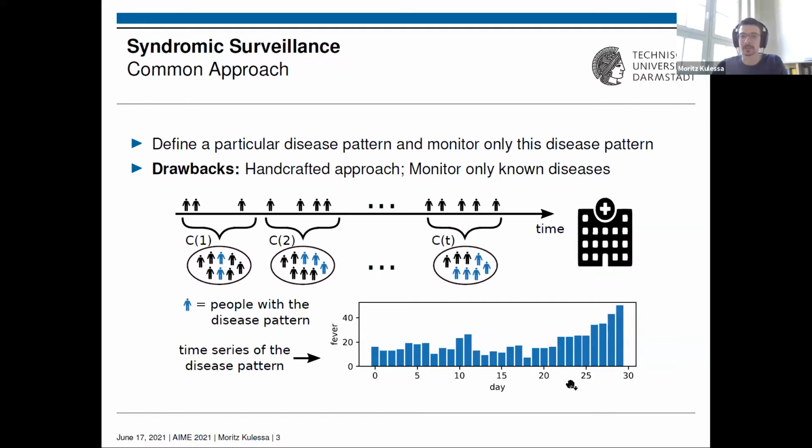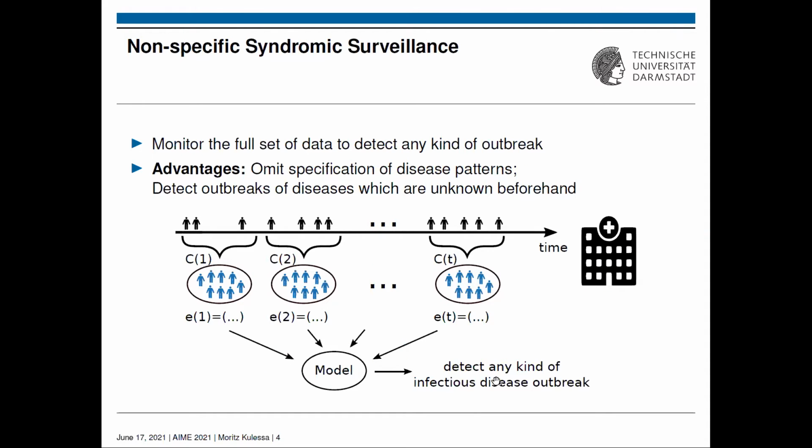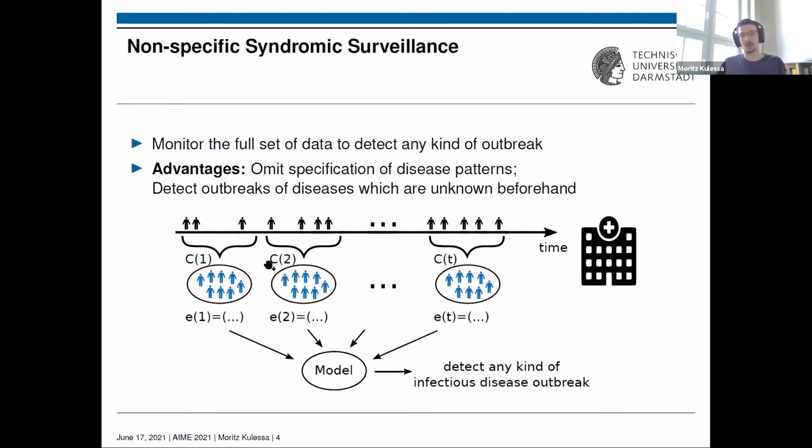However, this is a very handcrafted approach because it requires disease patterns to be generated by experts. And moreover, we can only monitor diseases which are known beforehand. To overcome this problem, we see the problem of syndromic surveillance more from a general viewpoint, where we want to monitor the full set of data to detect any kind of outbreak. As can be seen here, instead of picking single patients from the sets, we now take all the patients and put them in our model, which then can detect outbreaks.